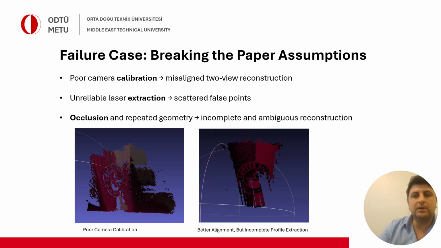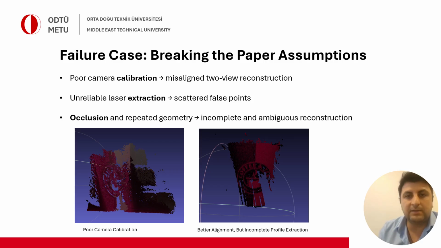And if we come to the failure case, this slide shows a failure case using the cup object. Here I intentionally show what happens when the main assumptions of the reconstruction method are not satisfied. In the left result, the camera calibration is poor. Because of this, the reconstructed points from different views do not align correctly. The point cloud becomes scattered and geometrically inconsistent.